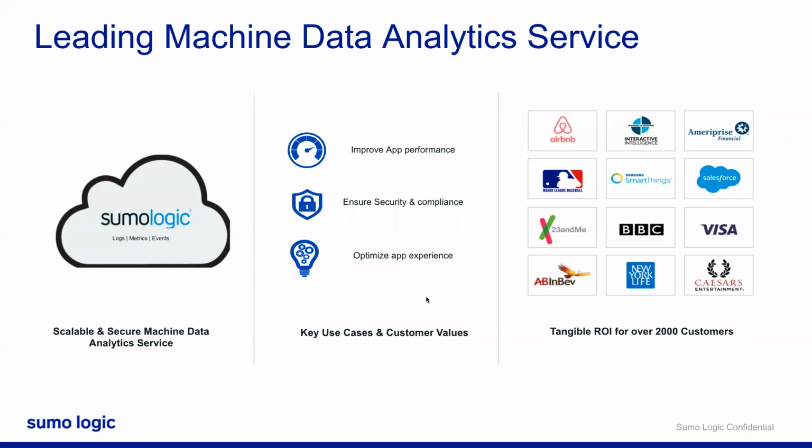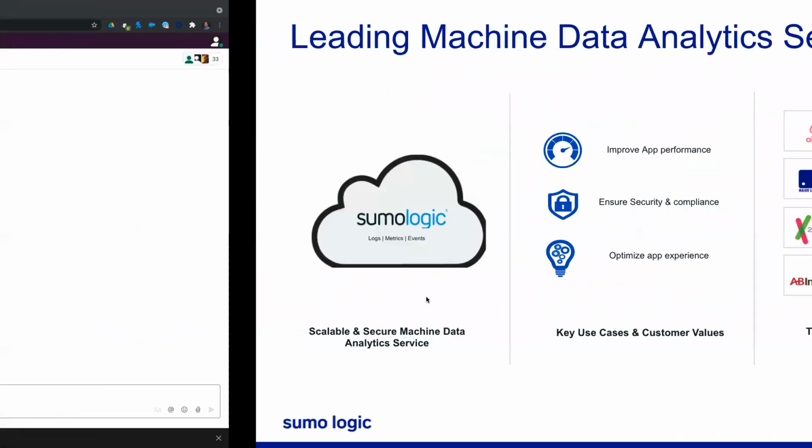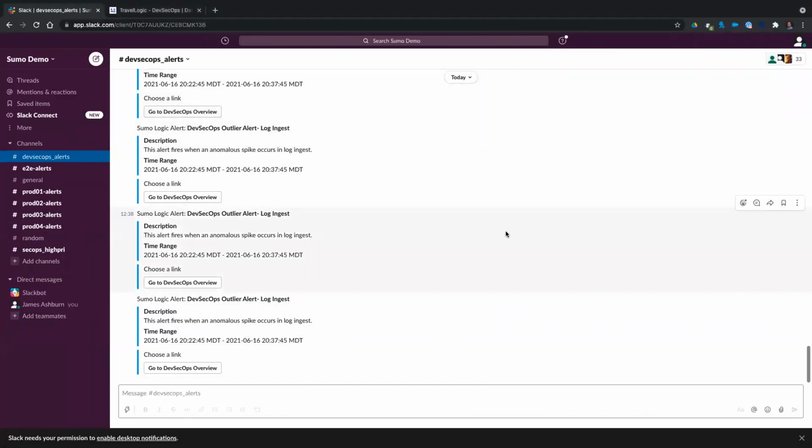I'm going to start our actual demo here in Slack. So we integrate natively with Slack, and we get several alerts through there. In this case, we've got an outlier alert on log ingest, where log ingest has peaked, and I can use the button on here to drive directly into my DevSecOps overview dashboard.